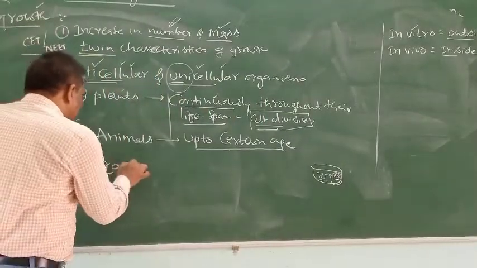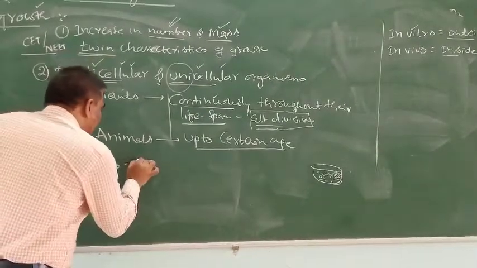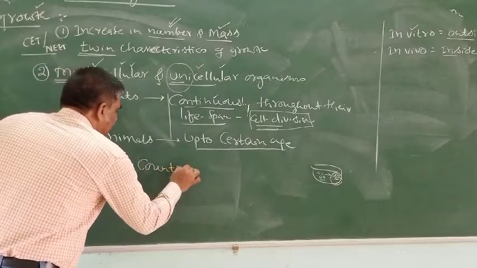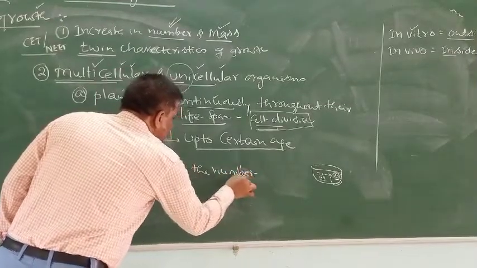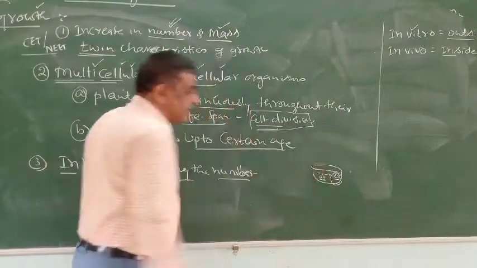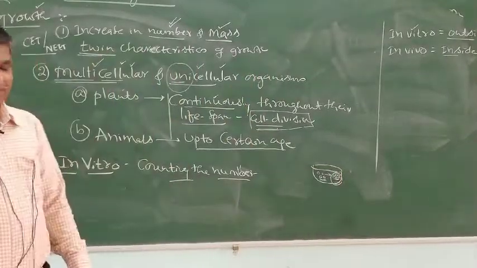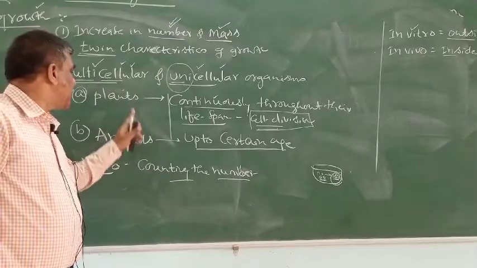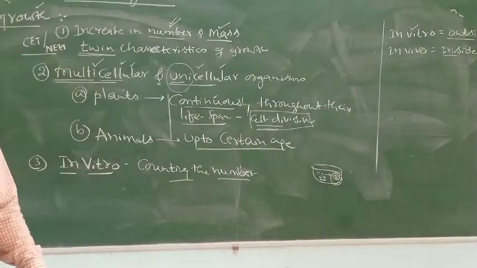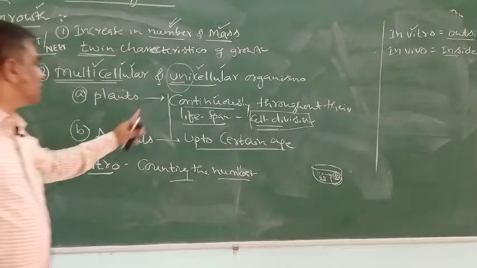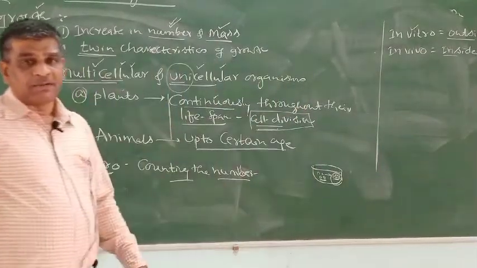But very interestingly, this growth in unicellular organisms can be observed in vitro simply by counting the number of individuals. Initially there were 100, it increased to 1000, and we have counted it. It is possible to count in the case of unicellular organisms. But in multicellular organisms like plants and animals, cell division takes place inside the body. It's not possible to count the number of cells formed by cell division. Here it is not possible, but in unicellular organisms, it is possible to count the number of cells.